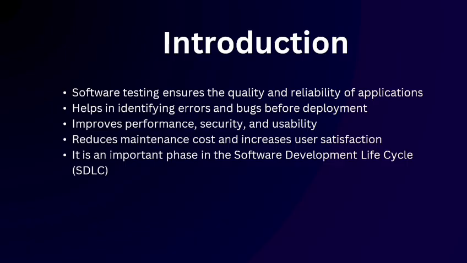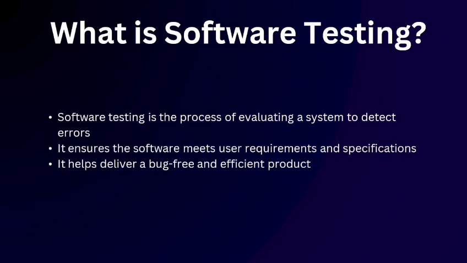So before going into types, let's understand why testing is important. When we develop software, there can be many errors. Testing helps us find those errors before the software reaches users. It also improves performance and security and reduces future problems. In simple words, software testing means checking whether a program is working correctly or not. We test the software to make sure it meets the user requirements and gives the expected output.